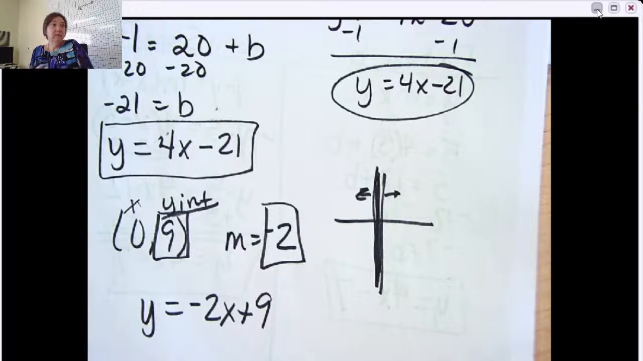I don't know how to do that. You have a calculator on your Chromebook. Yeah. You have a graphing calculator on your Chromebook.